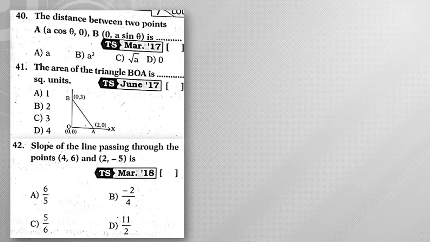Next, moving on to question number 40. The distance between 2 points (a cos theta, 0) and (0, a sin theta). So what is the distance between 2 points formula? Square root of (x2 minus x1) whole square plus (y2 minus y1) whole square, that is (0 minus a cos theta) whole square plus (a sin theta minus 0) whole square. Now on simplifying, what am I going to get? So this is nothing but a square cos square theta plus a square sine square theta.